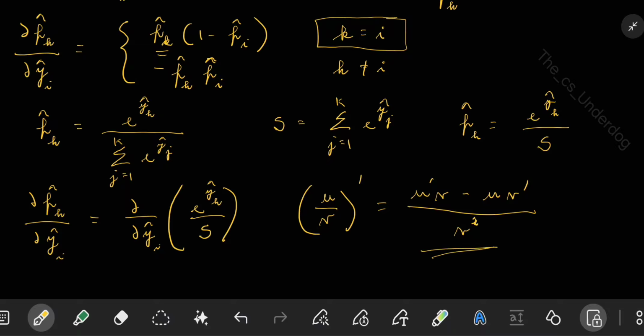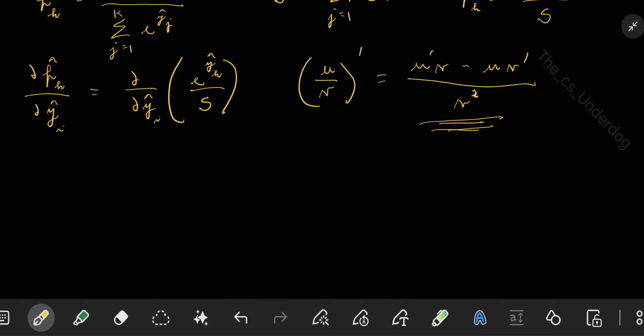According to the quotient rule, if you want to find the derivative of u by v, you have to do u dash into v, where u dash means first derivative, minus u into v dash, divided by v square. This is the formula using which you can find the derivative. I'm going to apply this formula to this particular one. My u will be e power yk cap, and my v will be S. That is clear here.